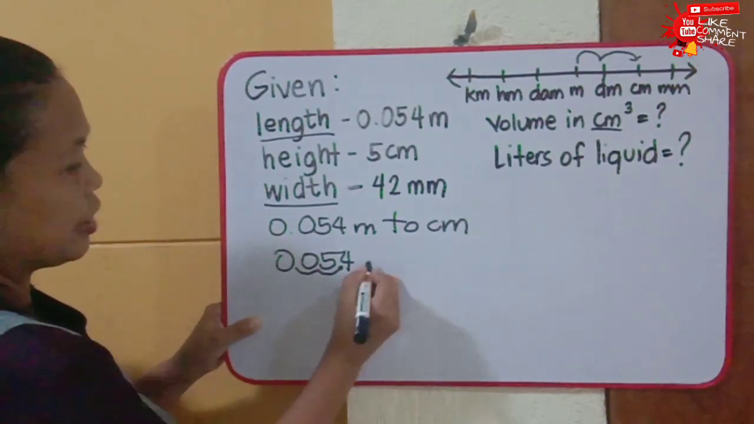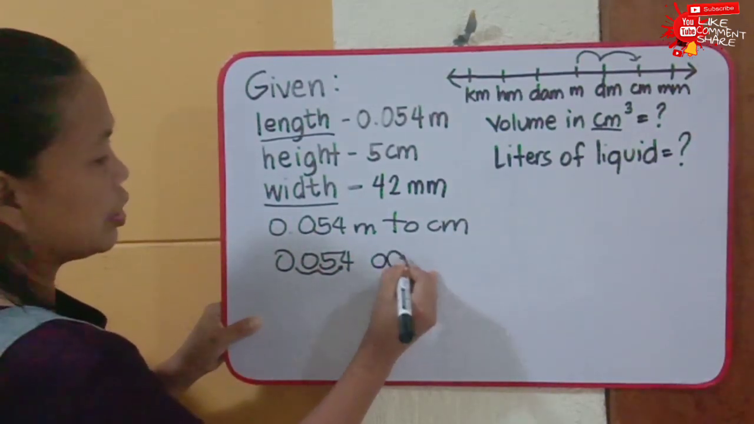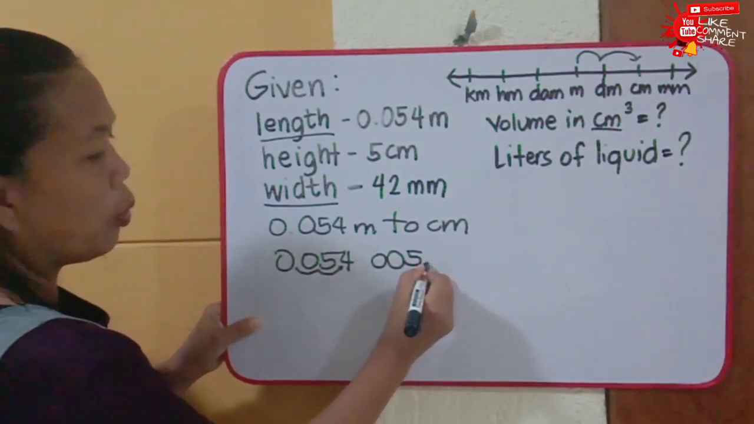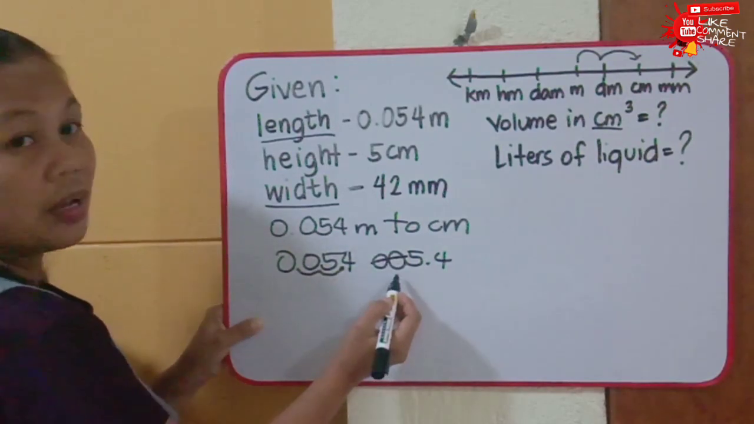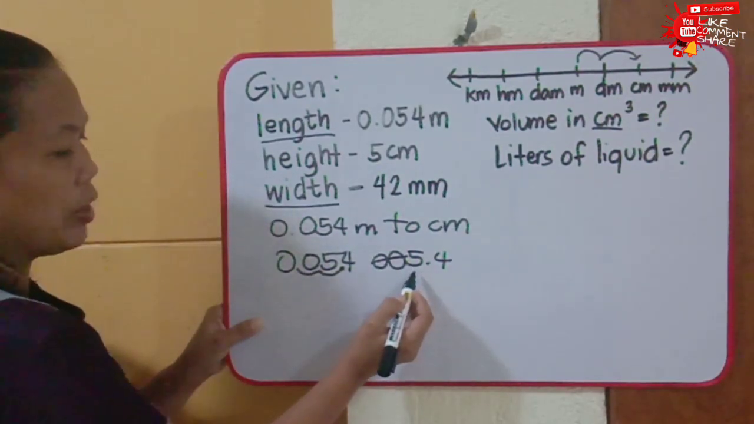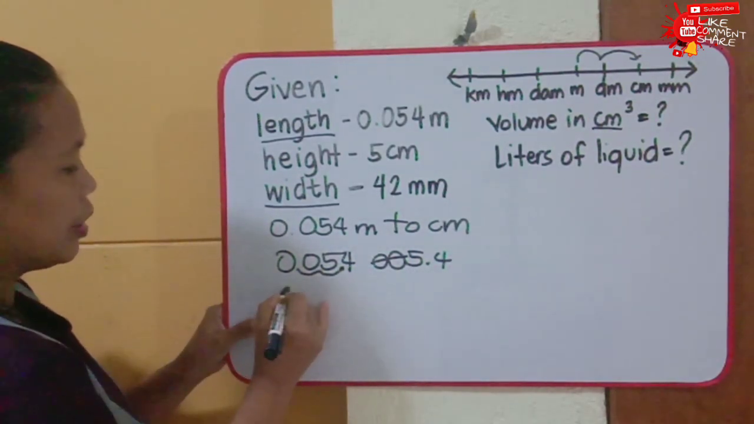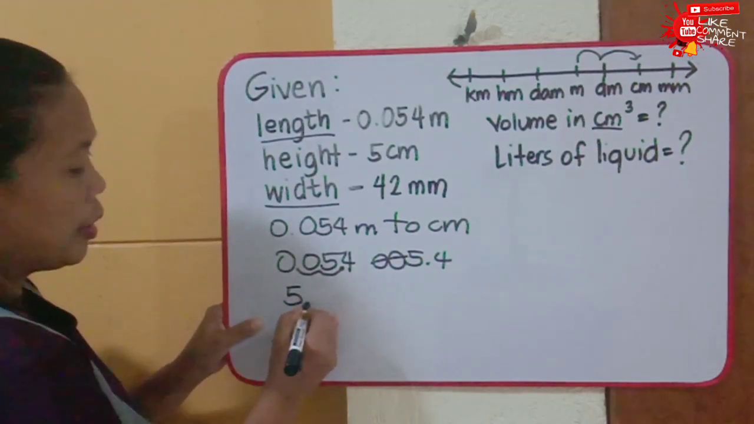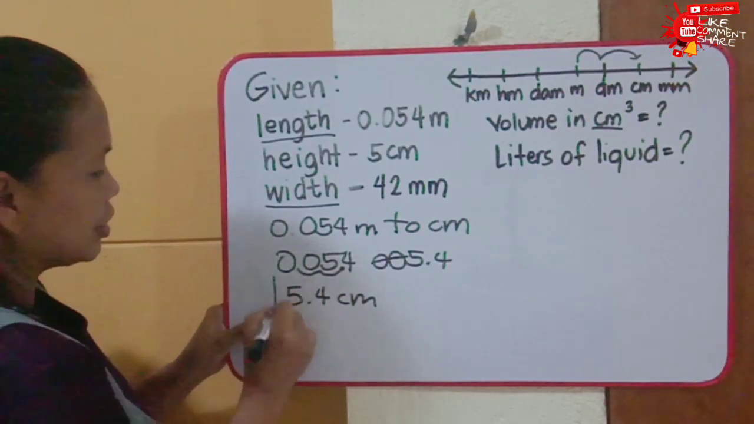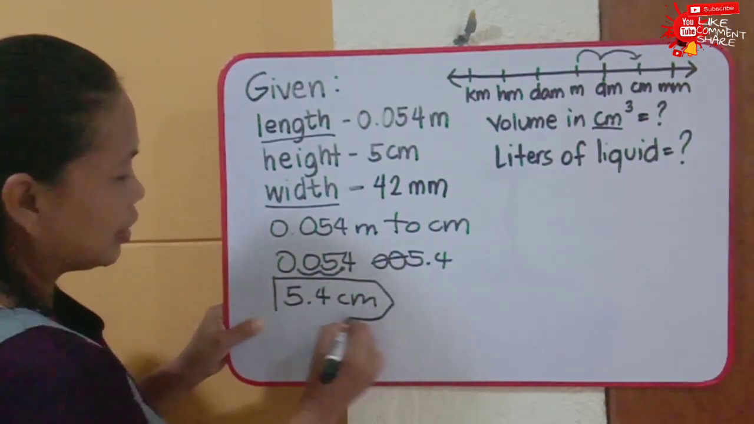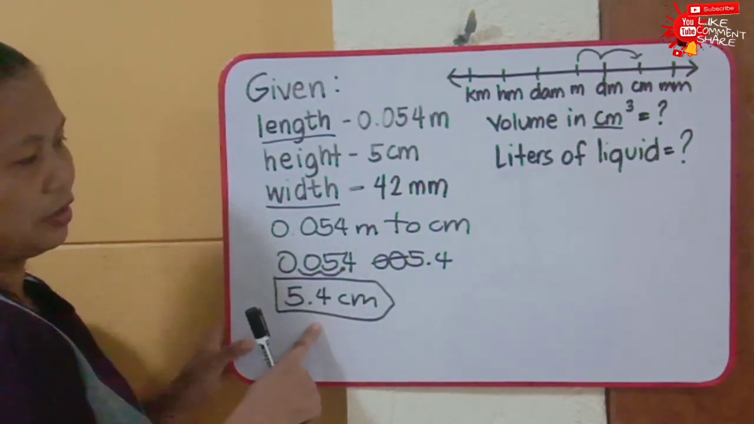Since we are given 0.054, we can now eliminate the zero before 5. So we will have now the decimal number 5.4 centimeters. So this is the length in centimeters.